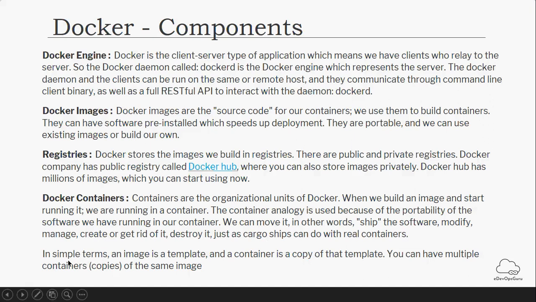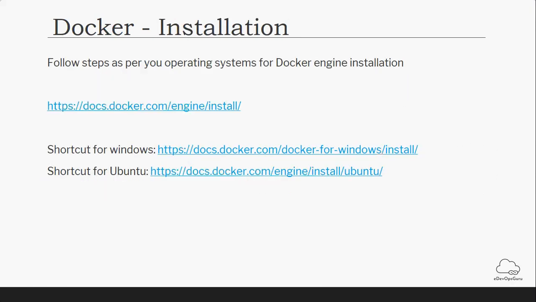Okay. So, the simplest definition is the image is a template and a container is a copy of that template. You can have multiple containers of the same image. Okay, so I hope this makes things a little bit clear, but going forward when we see more things in action, then probably this will make things more clear.